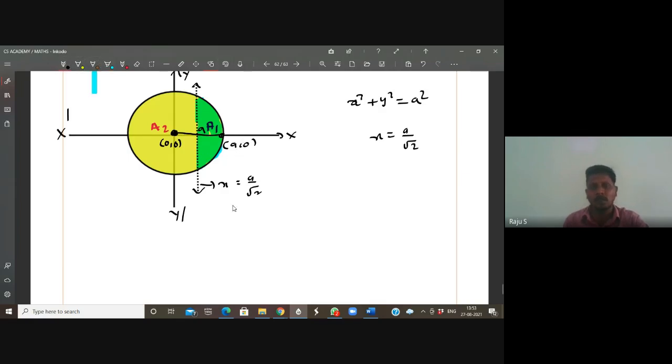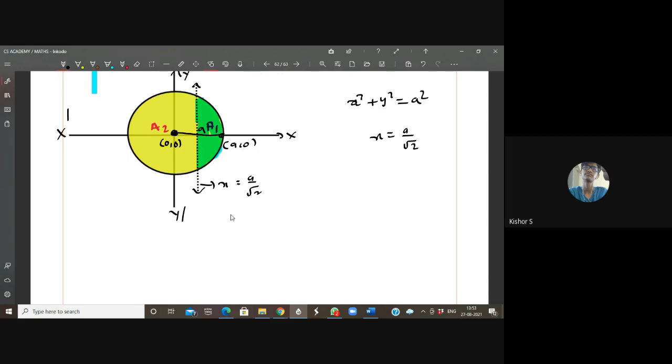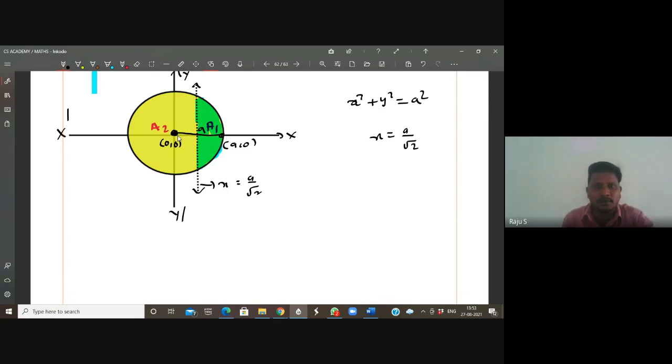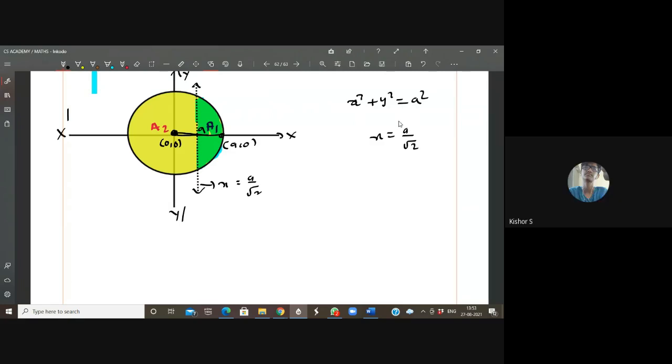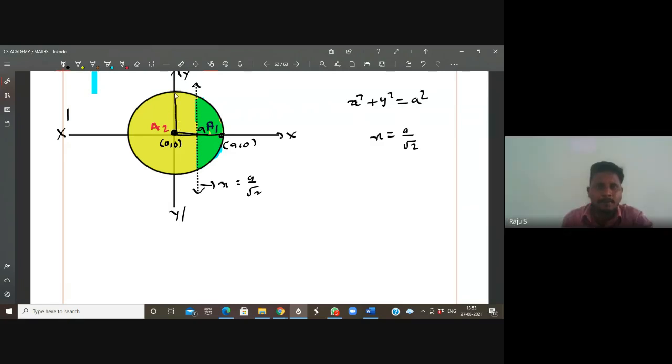How can we take that point as a comma 0? Wonderful point. What is the radius of the circle? A. Then the length is A. So the point is A comma 0. Even the point on the y-axis is 0 comma A. This is minus A comma 0, because the radius is A, and 0 comma minus A.